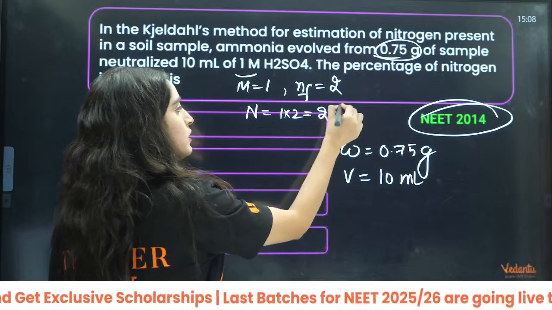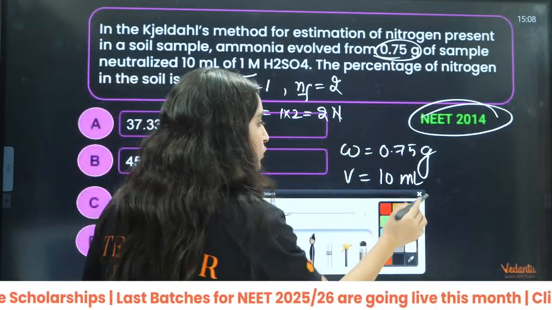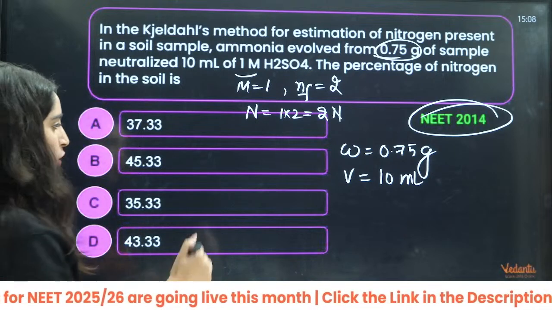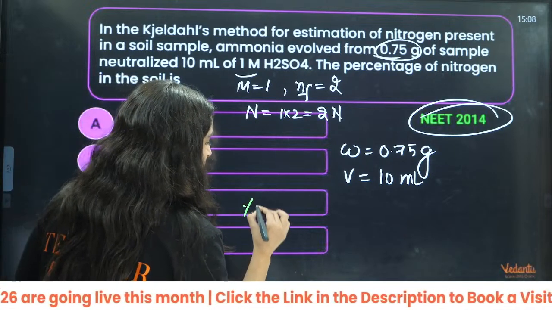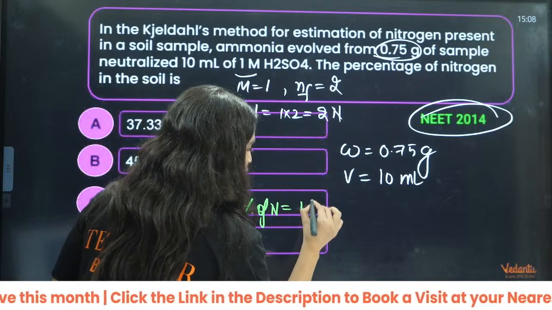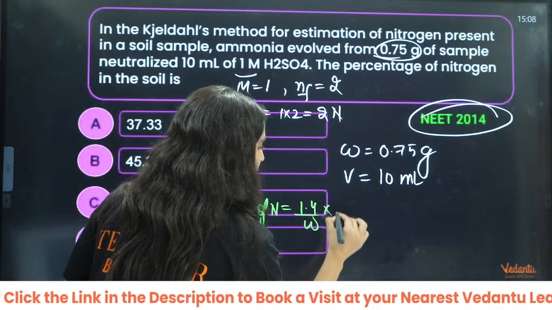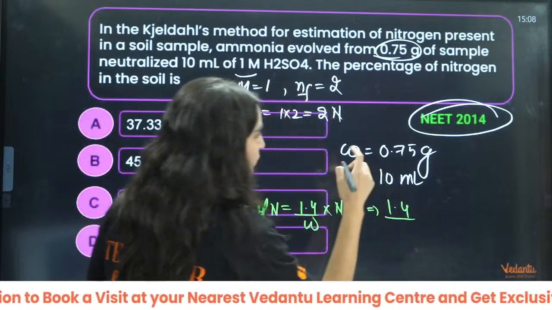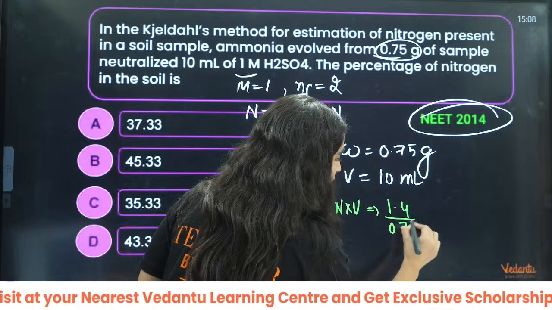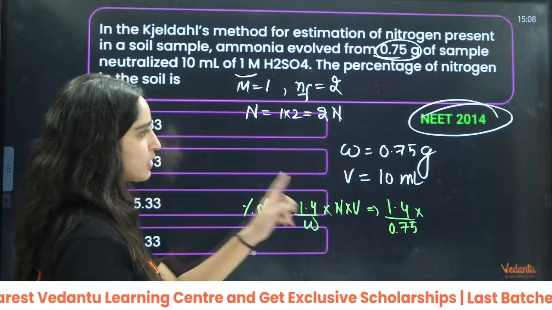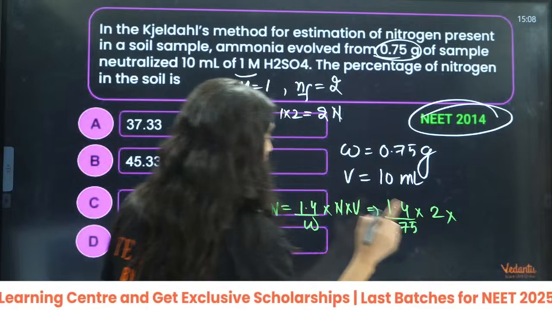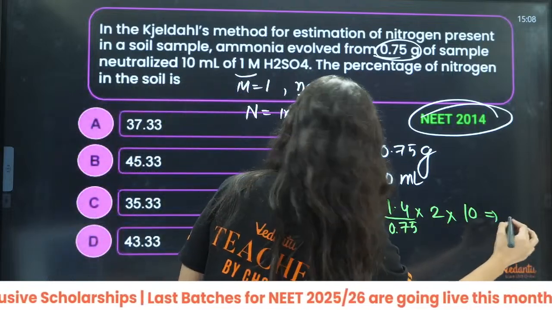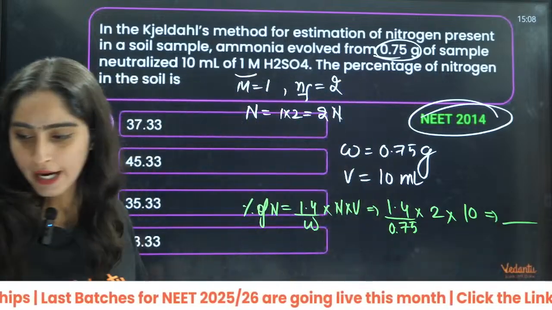Okay, 2 normal. Now what was the formula? Everybody in the chat box, what was the formula here? The formula: percentage of nitrogen equals 1.4 by W into normality into volume. So it will be 1.4, W is what? 0.75 multiplied by normality is 2. Volume we have, where is volume? That is 10. Okay? So this will become your percentage of nitrogen.